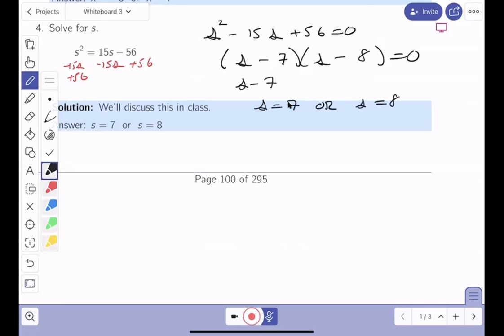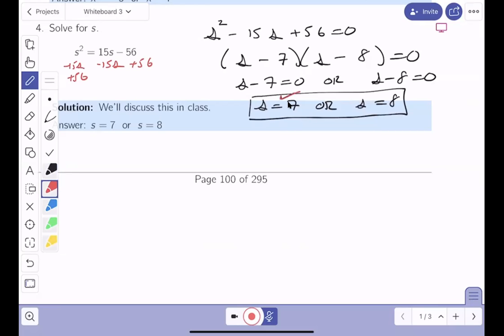Again, you may need to do this. s minus 7 equals 0, or s minus 8 equals 0. And if you need to do that, do it. That's simple. So I think that's the answer. I want to check out my answer key. Whoops, let's get the red ink out. 7 and 8. Looks good.